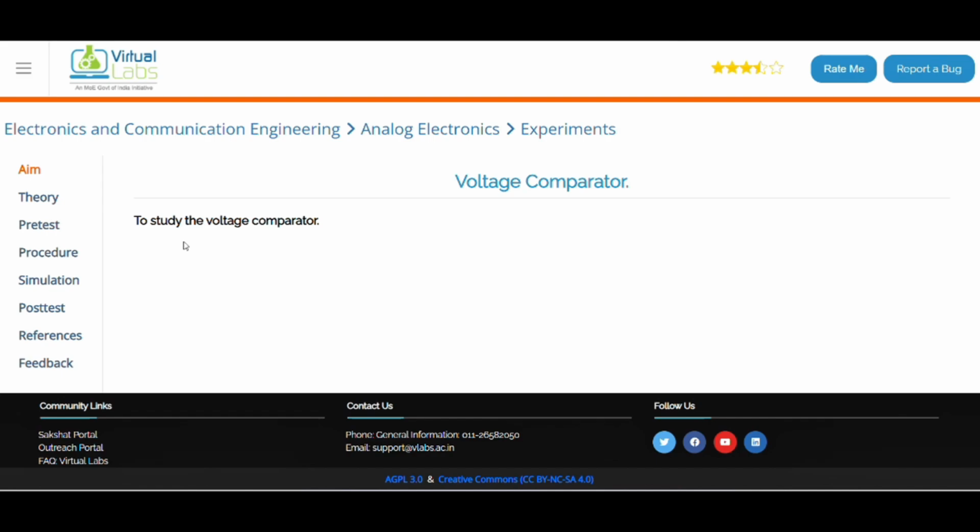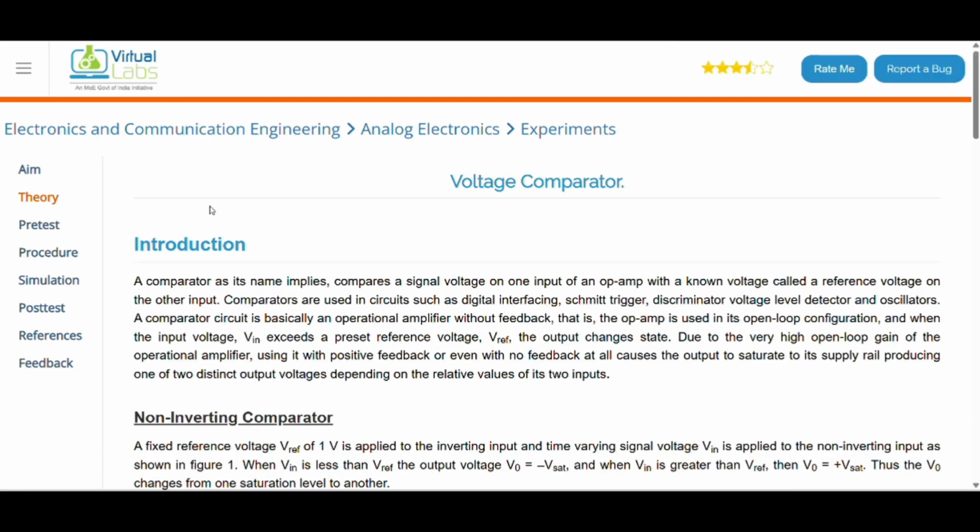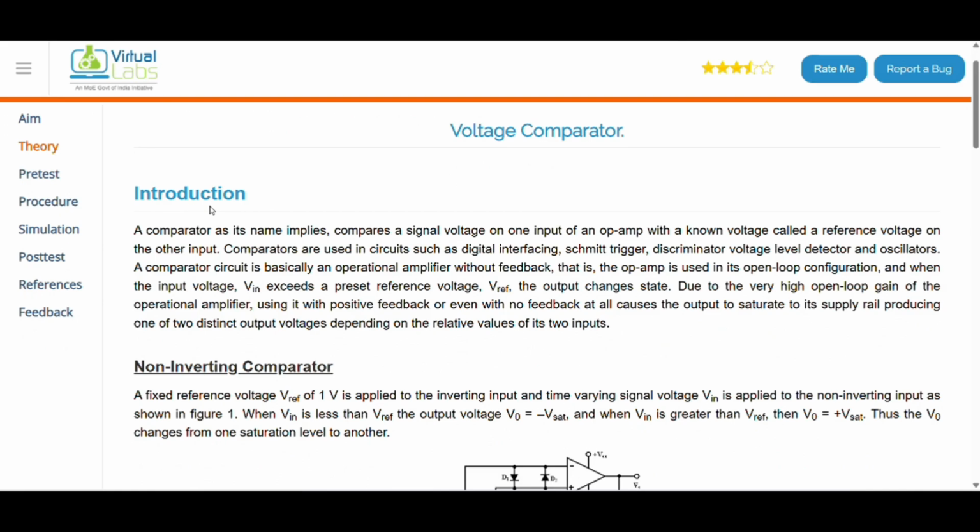A. It's about to study the voltage comparator theory introduction. Let's start with the introduction. A comparator, as its name implies, compares a signal voltage on one input of an operational amplifier with a known voltage called a reference voltage on the other input. Comparators are used in circuits such as digital interfacing, Schmitt trigger, discriminator, voltage level detector, and oscillators.